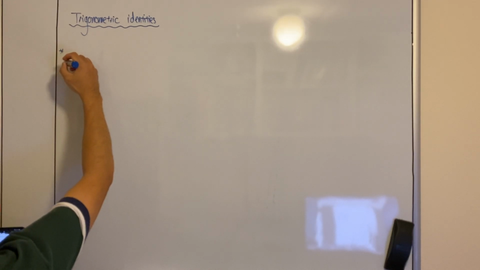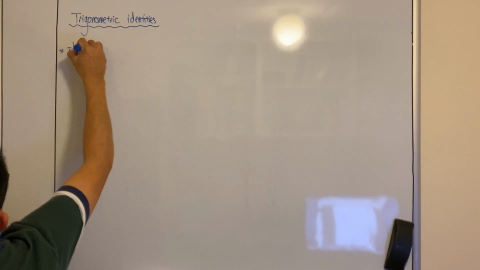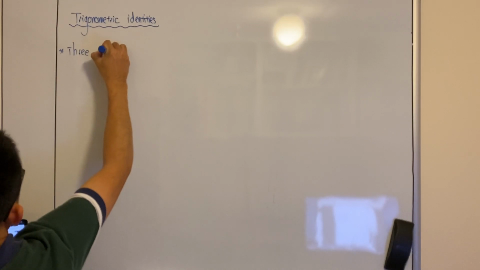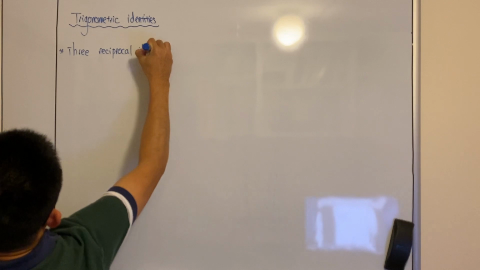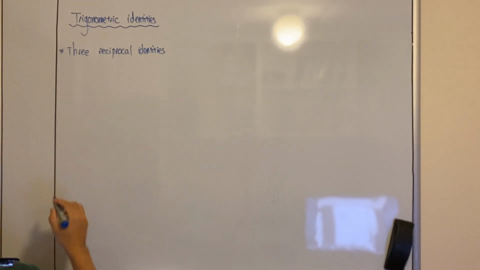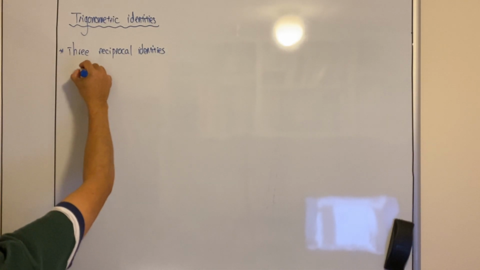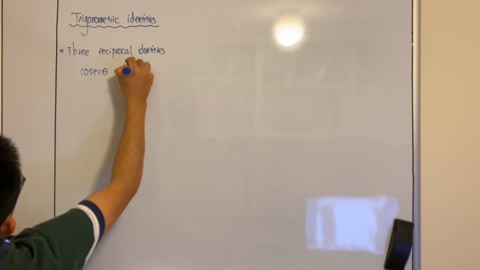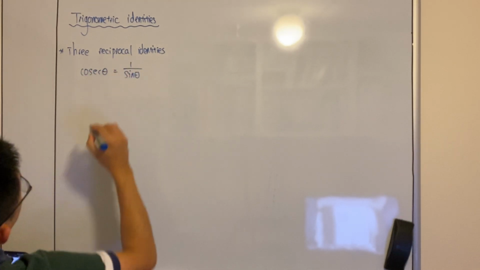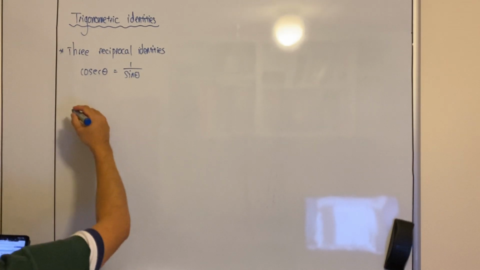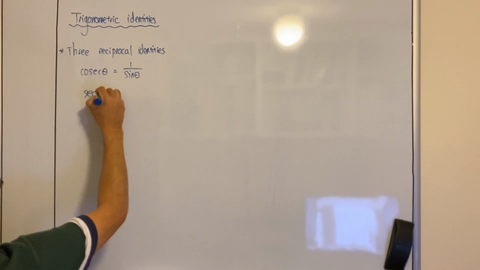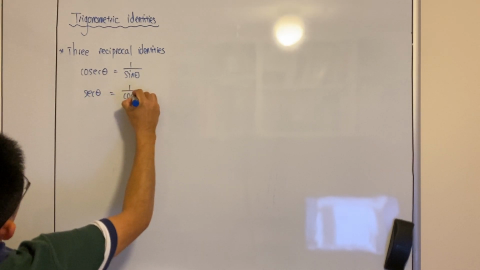The first set of formulas is called the three reciprocal identities. Now, the three reciprocal identities are pretty easy to understand, and we have done this before. So the first one is cosec theta is equal to 1 over sine theta. We know that, right? I've already introduced to you guys the other trig ratios. Then the next one is sec theta is equal to 1 over cosine theta.